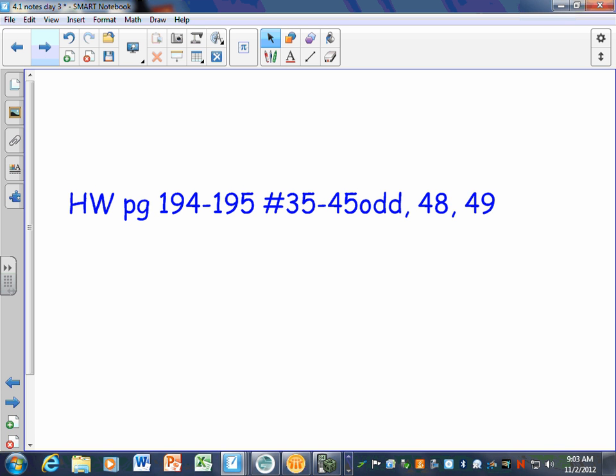Try to remember to take your graphing calculator home with you this weekend because you are going to be using your calculator to check whether they're maxes and mins. And also really try to remember to bring them on Monday.